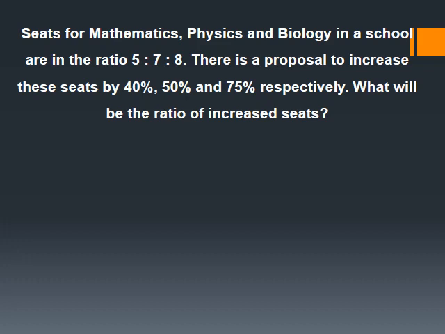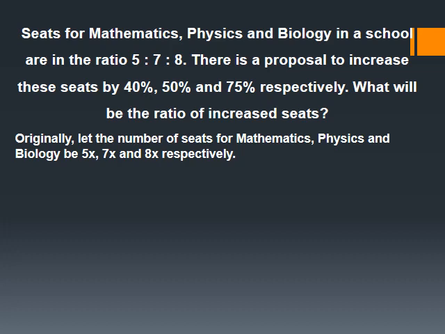Seats for mathematics, physics and biology in a school are in a ratio of 5:7:8. There is a proposal to increase these seats by 40%, 50% and 75% respectively. What is the ratio of increased seats? So we have the seats in this ratio and we are increasing mathematics seats by 40, physics seats by 50 and biology seats by 75.